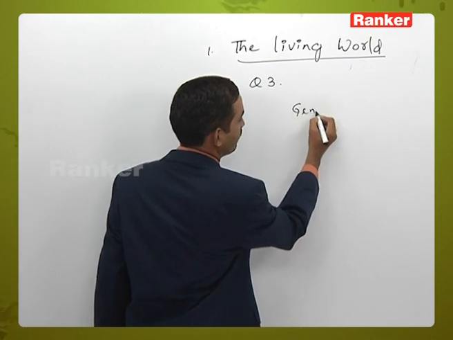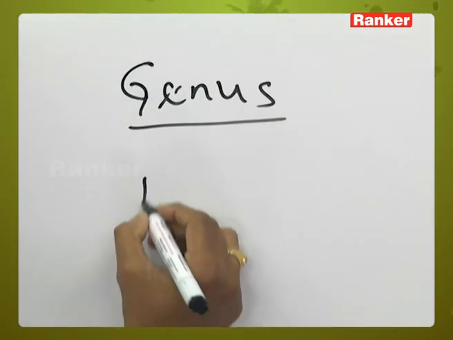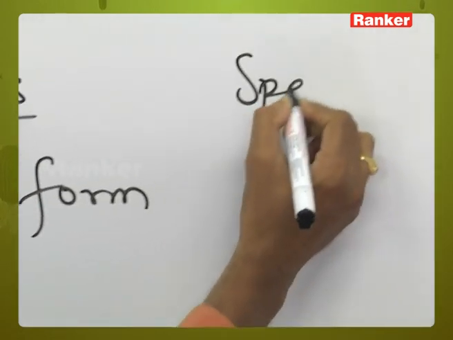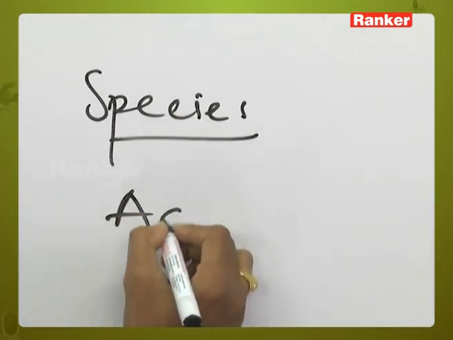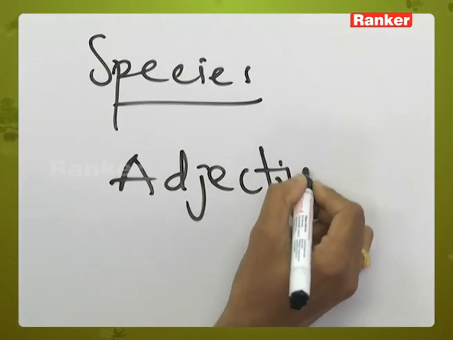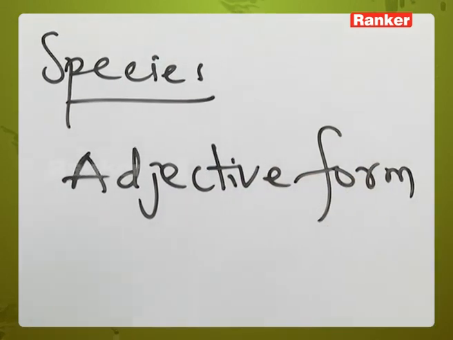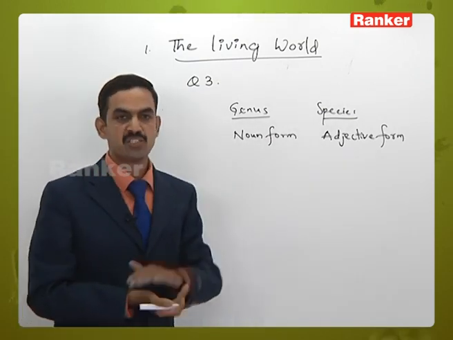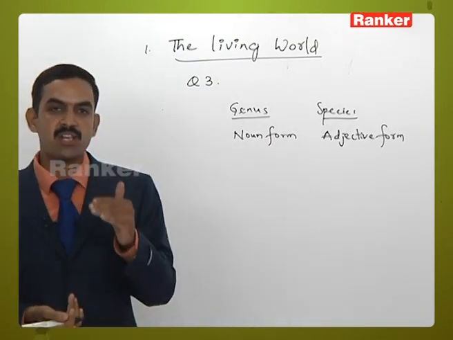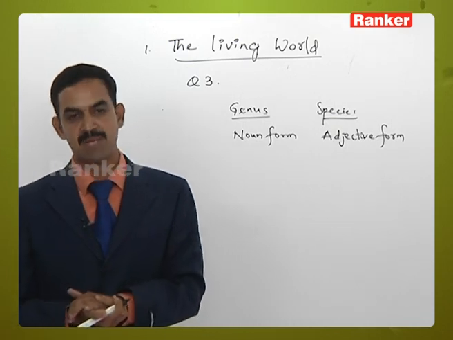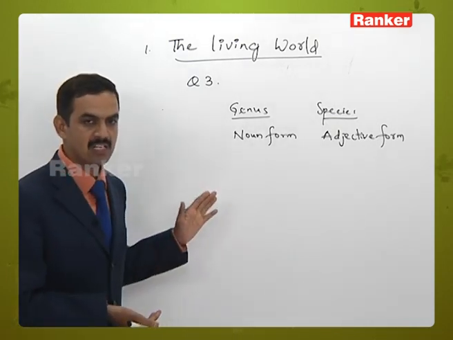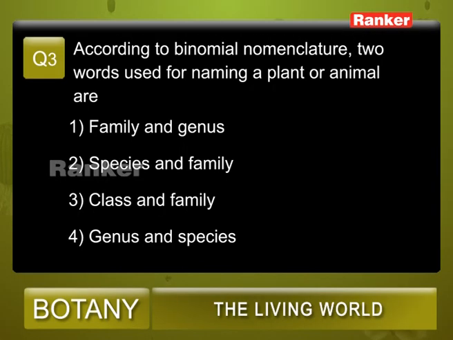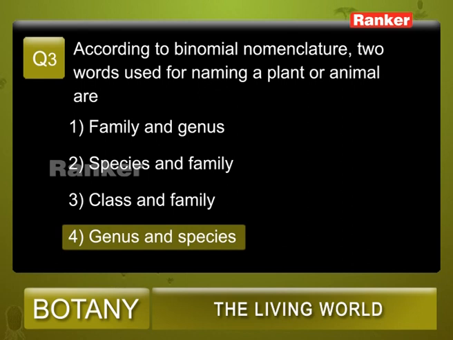Binomial nomenclature includes the first word as genus and the second word as species. Genus will be in the noun form, whereas species will be in the adjective form. Genus represents the name of the plant, whereas the species, the adjective form, describes the special feature present in the plant. So binomial nomenclature includes the genus and species. Out of the 4 options, the answer is 4.